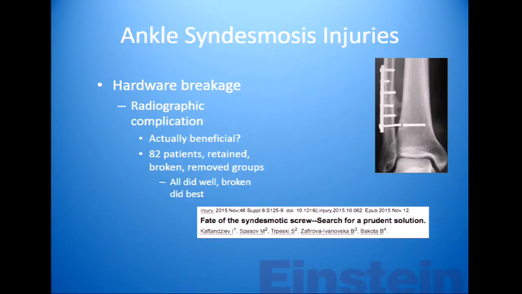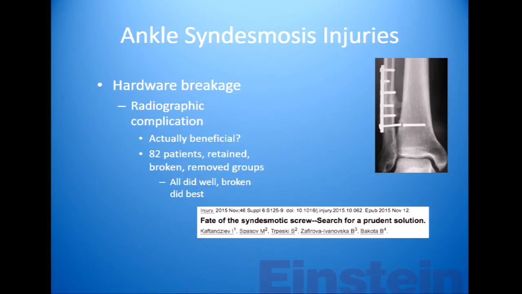There's an interesting study, and they randomized this, where they had screws left in that remained intact, screws left in that were broken, and then ankles where they took the screws out. And the best group was the ankles where the screws broke. So it restored a little bit of motion in the syndesmosis. It's not entirely clear, but it is clearly controversial that screw removal is necessary.